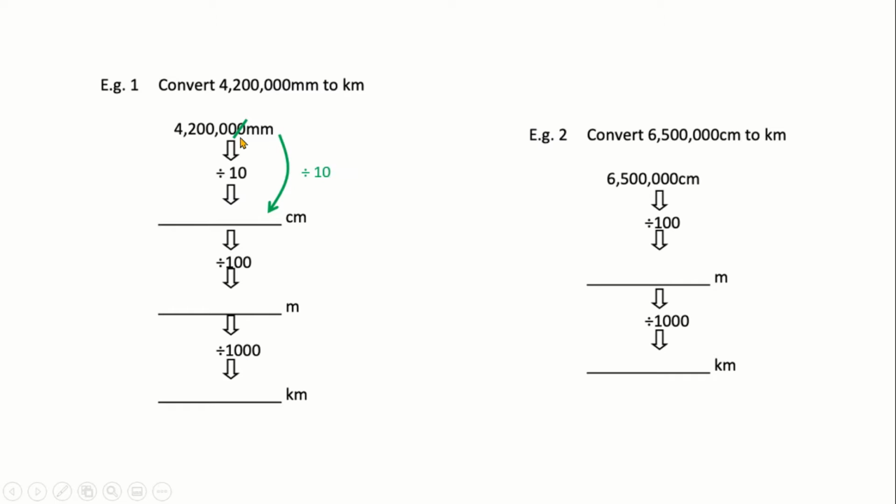Okay, so we started off with 4,200,000 and we had 1, 2, 3, 4, 5 zeros. So what's going to be our number when we've converted 4,200,000 millimeters to centimeters? We're going to be left with 1, 2, 3, 4 zeros, and that's our number.